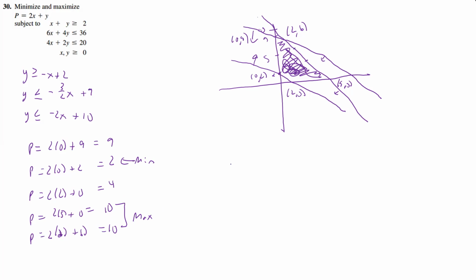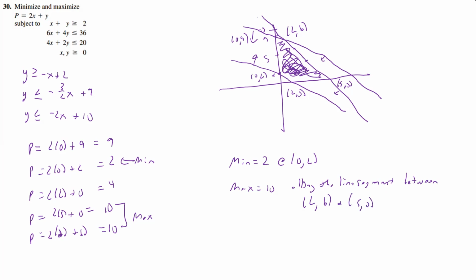And so what we're going to say is the min is equal to 2 at 0, 2, and the max is equal to 10, and it's going to be along the line segment between 2, 6 and 5, 0. Everywhere along there is going to give us that max value. Okay. And so that's a special one. It wasn't just at one point, it was at both points. And since it worked for both of them, it's going to work for everything in between there. All right, so let's stop there and we'll come back for some more.